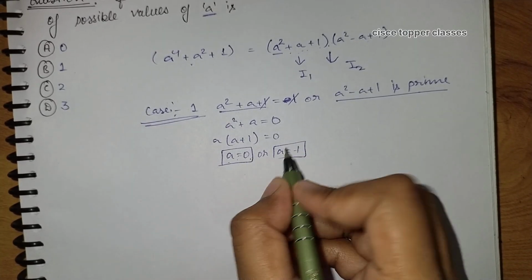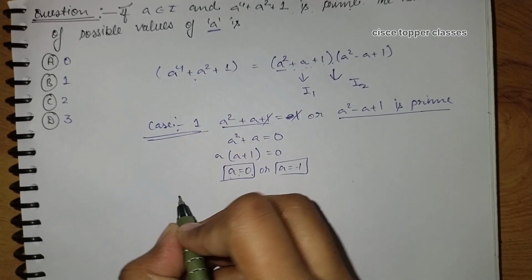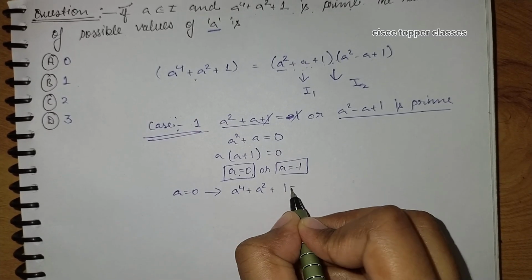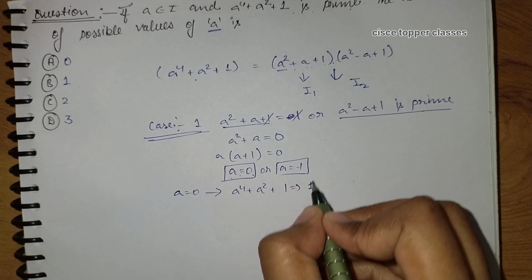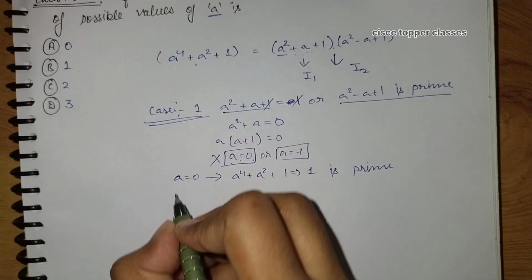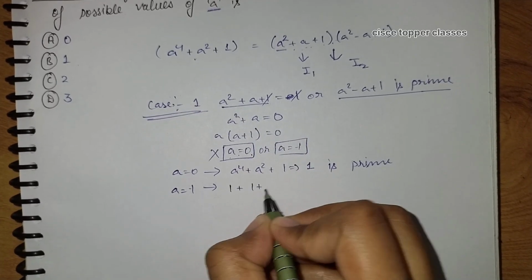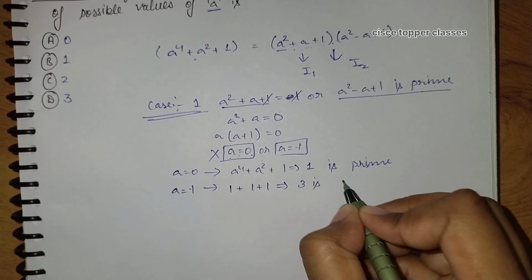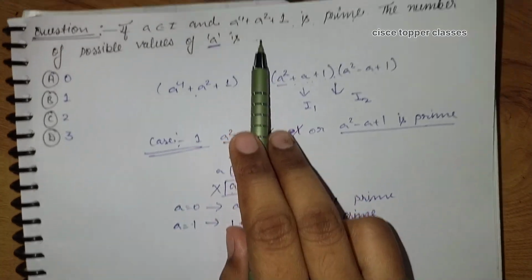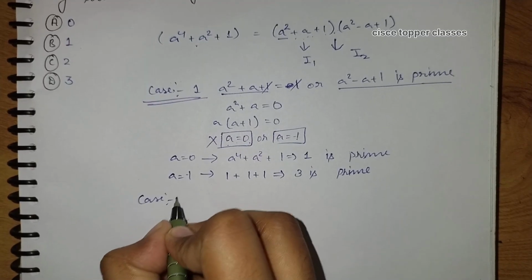Now we will put the values in the original expression to check whether it is prime or not. On putting a equal to 0, a^4 plus a^2 plus 1 becomes 0 plus 0 plus 1, which is 1 only, and 1 is not prime, hence a equal to 0 is not valid. If we put a equal to minus 1, that becomes 1 plus 1 plus 1, which is 3, and 3 is prime, hence this is valid. From that we can write a is equal to minus 1.